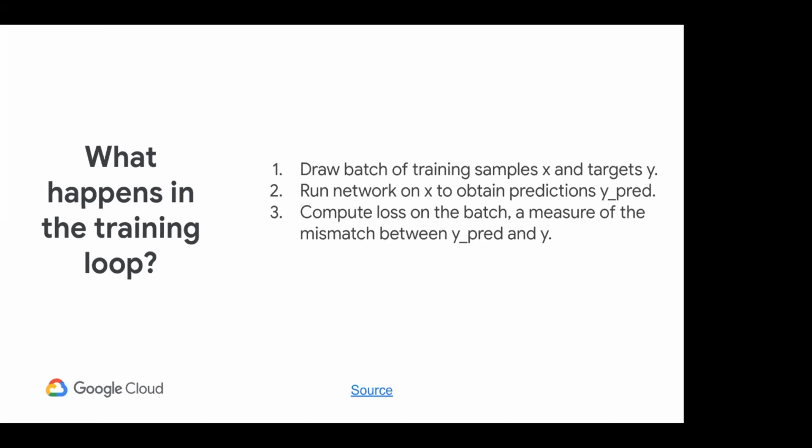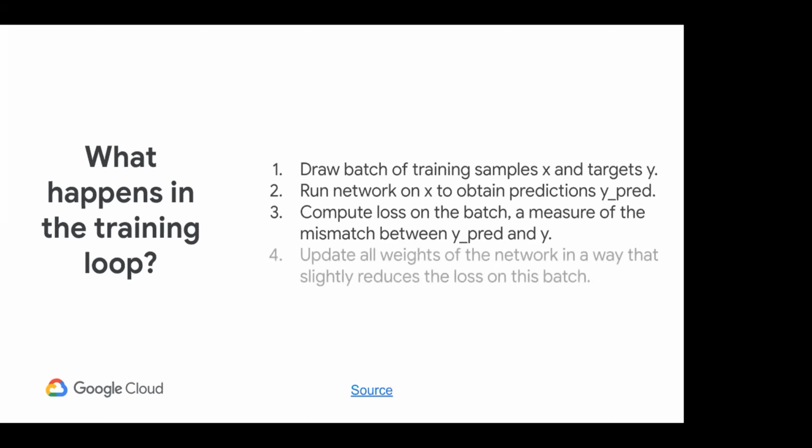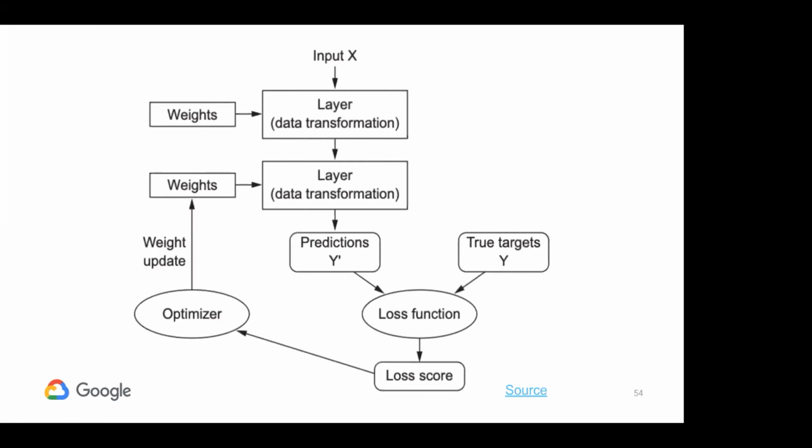There's a mismatch between the actual output and predicted output. You update all the weights of the network in the way that slightly reduces the loss of the batch. That's pretty much what is going on. This is another representation of that, but you are basically changing the weights so that the loss function is minimized.